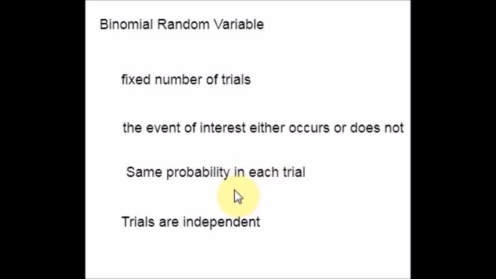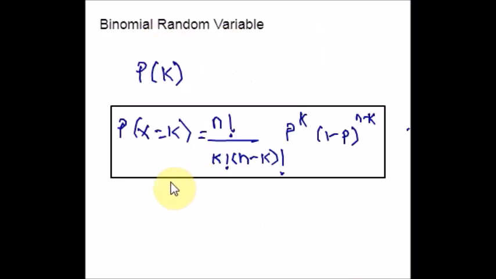Only if all four conditions are met can we call a variable a binomial random variable. Now let us see the mathematical notation for the binomial random variable. It is denoted by either P(k) or P(X = k), where n is the number of trials, p is the probability of success in each trial, and k is the number of successes in n trials.